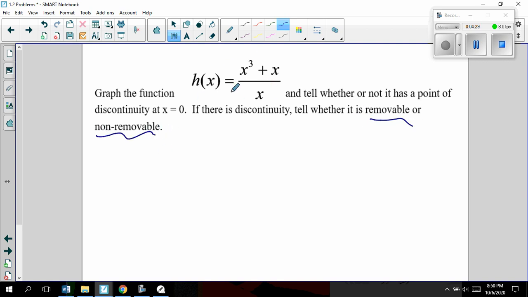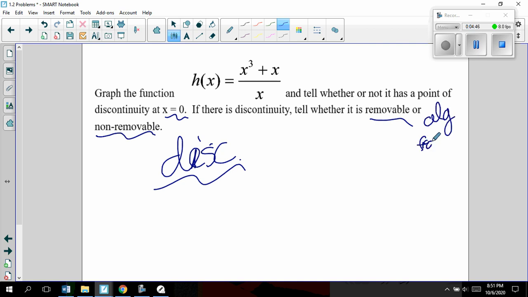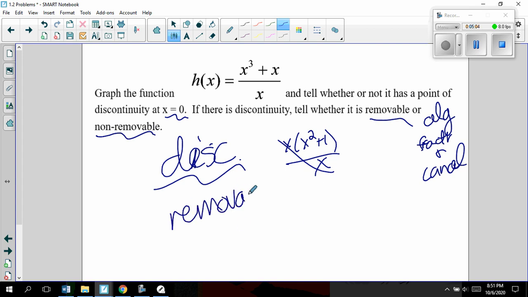So I go look at it, and I'm like, all right, I got a fraction. I have an x in the denominator. I have to have some version of discontinuous because I would get a divide by 0, in this case, at 0. Now, whether it's removable or not, remember that we have to do some algebra and see if we can factor and cancel. So I'm going to take my numerator. I notice I can factor x out. So x squared plus 1 all over x. I can now cancel those factors. So this thing would have removable.